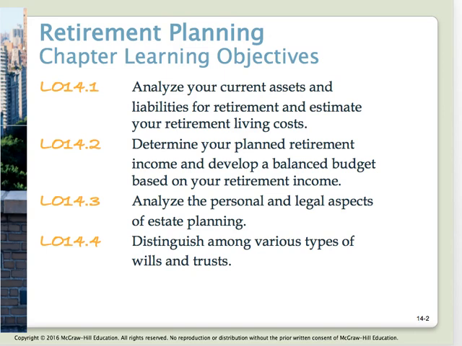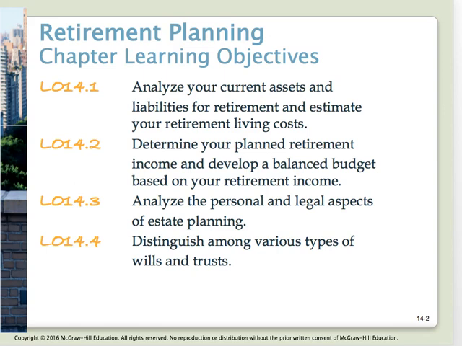Learning objective number 1, analyze your current assets and liabilities for retirement and estimate your retirement living costs. So the difference between your assets and your liabilities is, as you know, your net worth. So we're going to review your assets to ensure that they are sufficient for your retirement plans. Then we're going to estimate living expenses. And some expenses are likely to decrease, while surprisingly, in your retirement years, some of your expenses are actually going to increase.